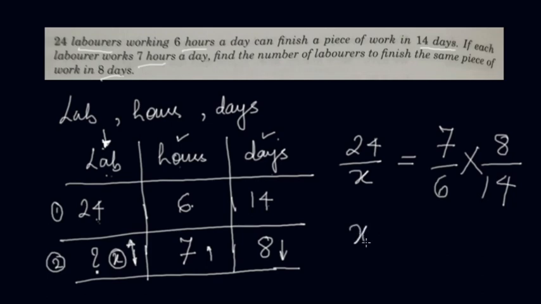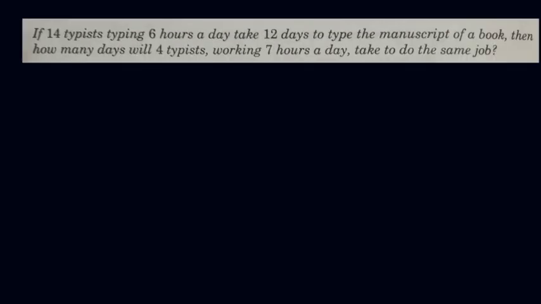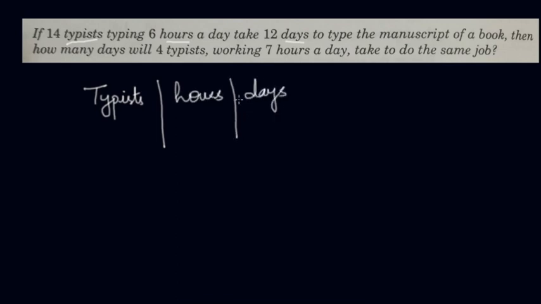If you solve this for x, you will get the answer as 36. Let's look at another example of this, and it's talking about a variable which is called typist. Then you're talking about hours and you're talking about days. So let me write those variables: typists, hours, and days.